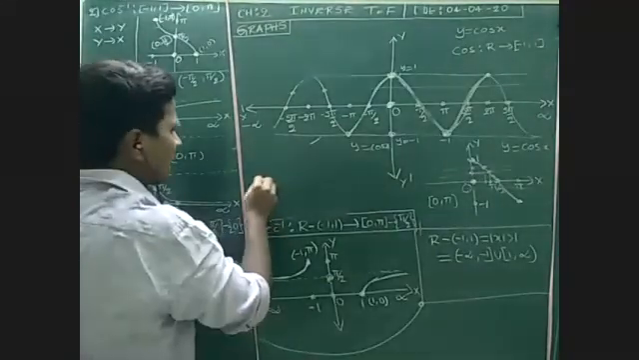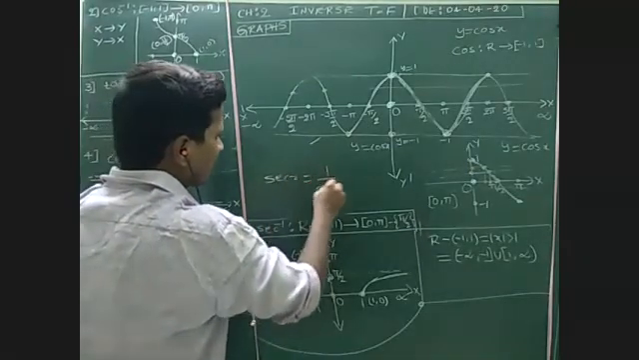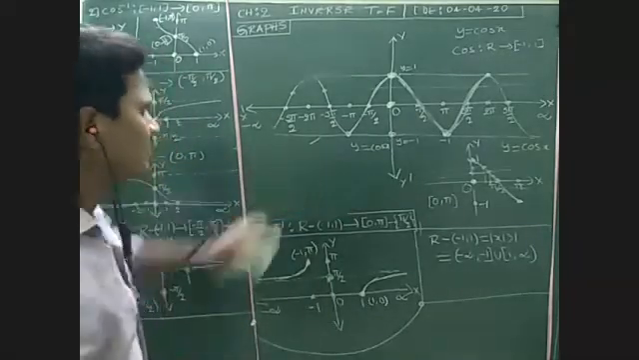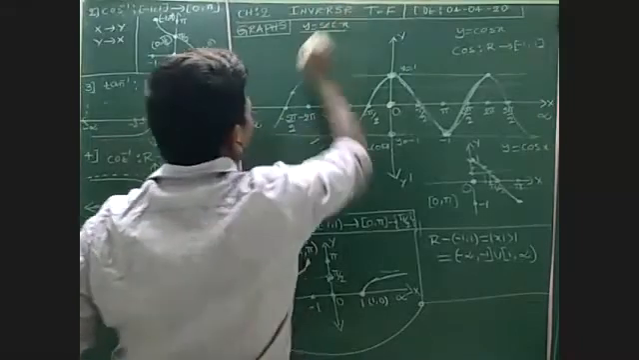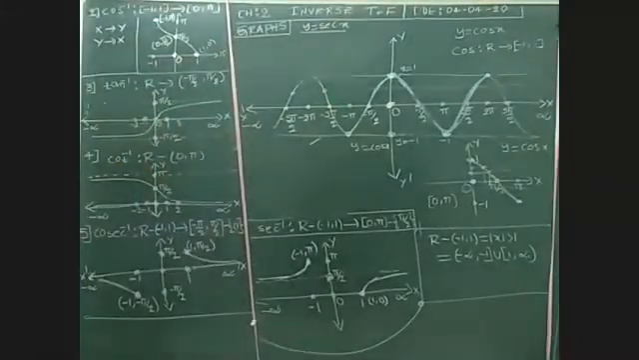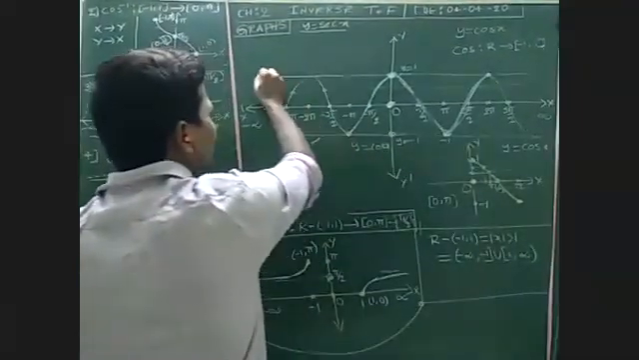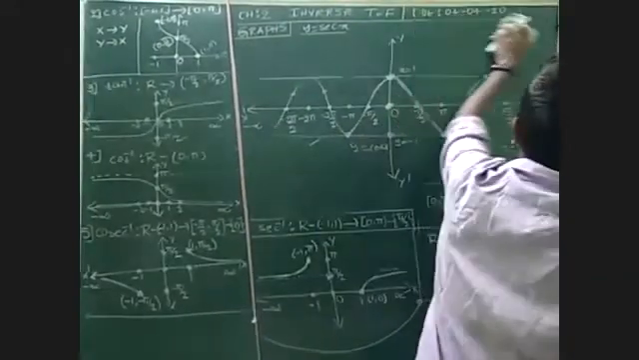Secant inverse means already we know that secant x is the reciprocal of cos x. Right? Let us see first the graph of y is equal to secant x. What is the graph of y is equal to secant x? Look at it, if you know the graph of cos x, secant x is very easy. Look at here.